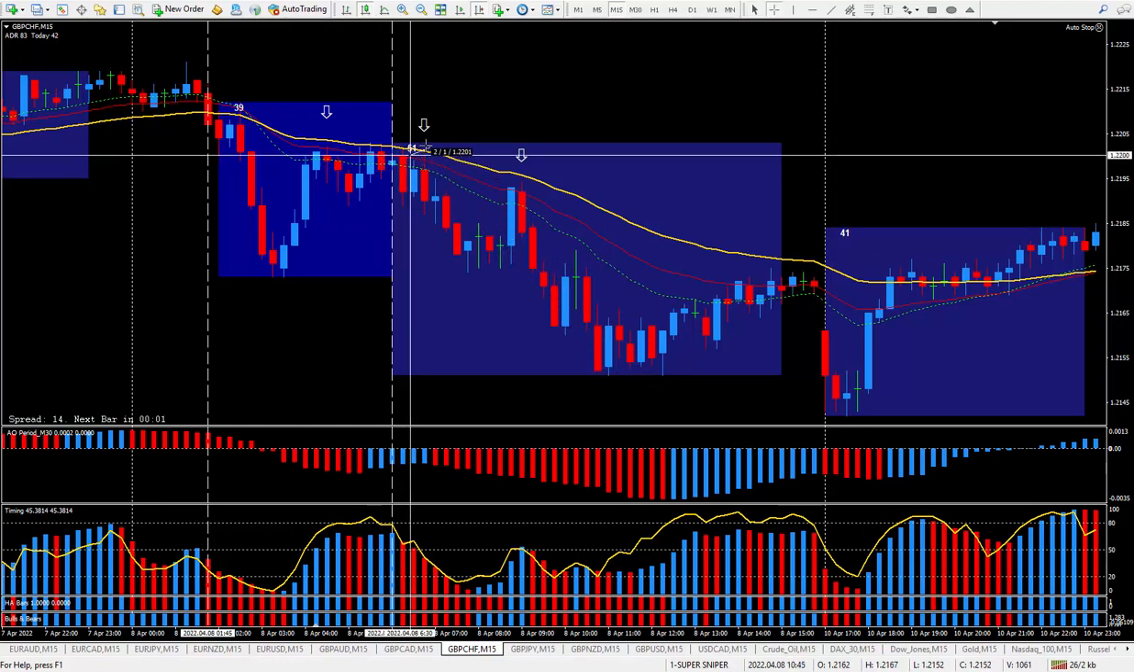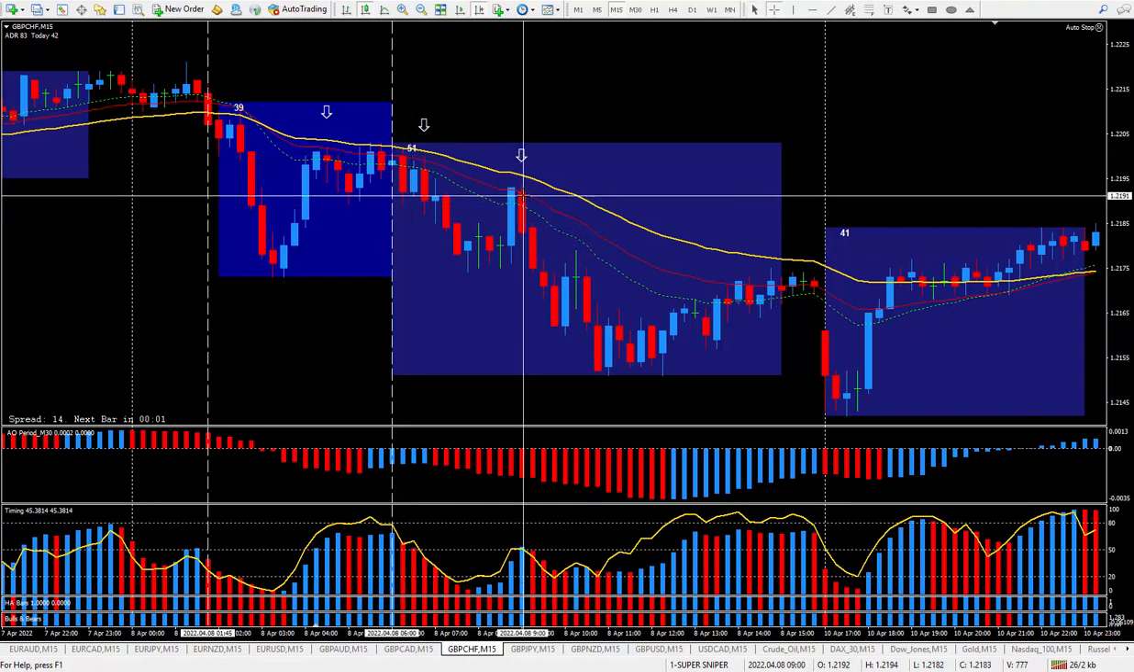Almost 50 pips with a 10 pip stop. If you pull the trigger around here, another 10 pip stop to get around 35. Not too bad.